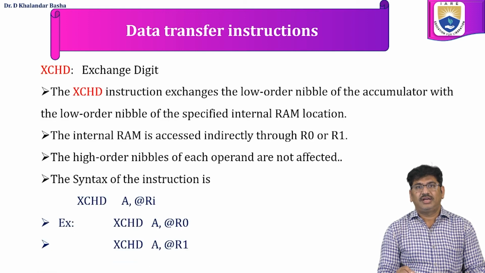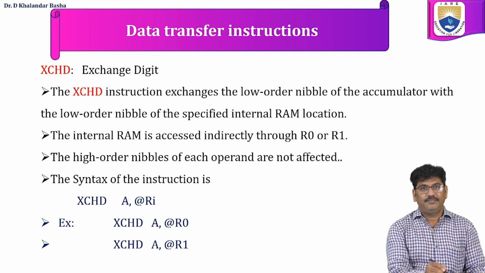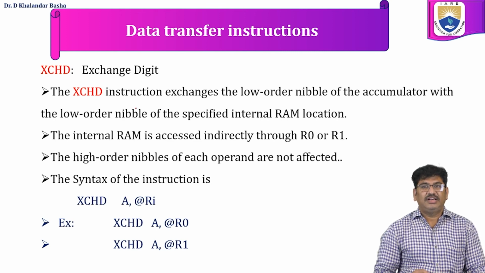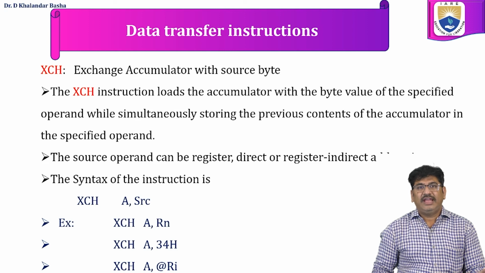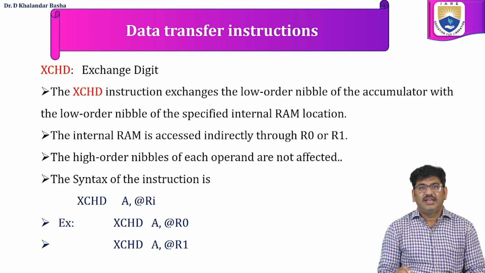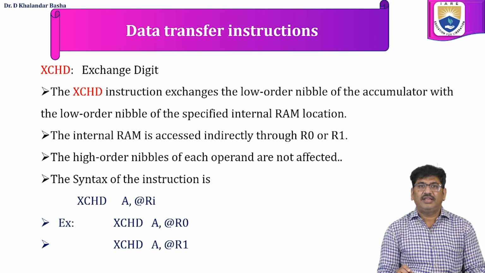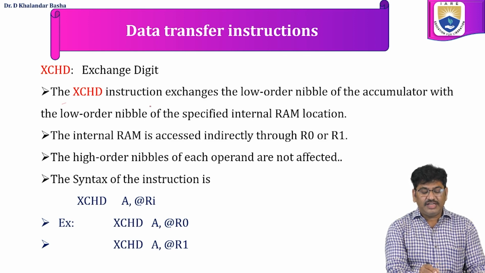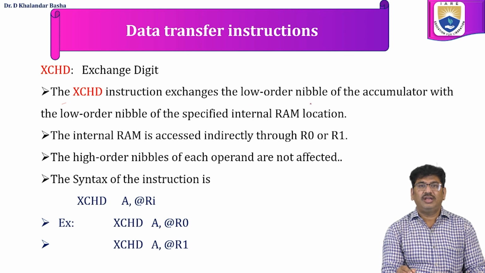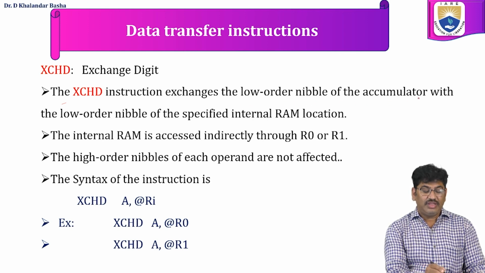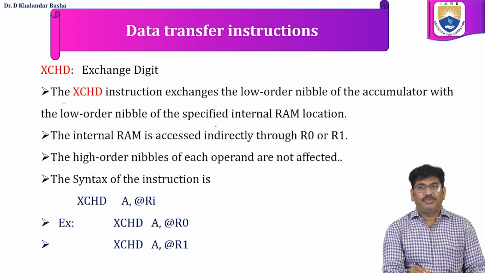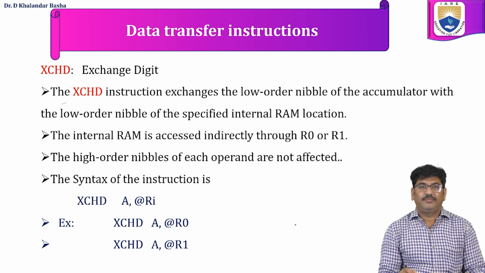The last instruction under data transfer instructions is XCHD, which is exchange digit. The difference between XCHD and XCH is that in XCH the size of the data is the source and accumulator size, that is 8 bits, whereas in XCHD only 4 bits are copied. The XCHD instruction exchanges the lower order nibble of the accumulator with the lower order nibble of the specified internal RAM location.